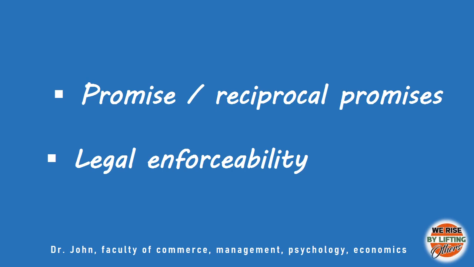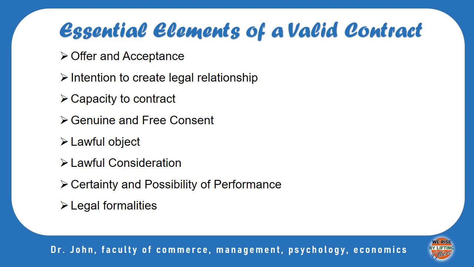The characteristics of agreements are what we just saw, and now let's move on to understanding the factors or features that make a contract valid, the elements that validate a contract. Number 1, offer and acceptance. The offer and acceptance must be consensus ad idem, which means both parties must agree on the same thing in the same sense. Next is intention to create legal relationship. Intention of both the parties to a contract must be to create a legal relationship.